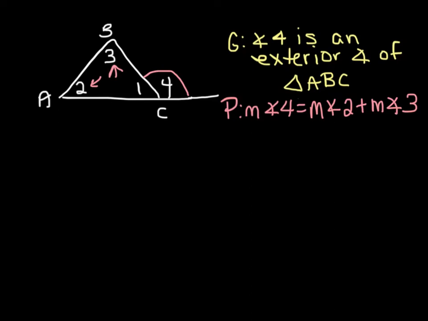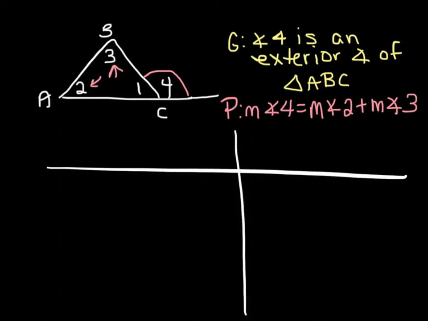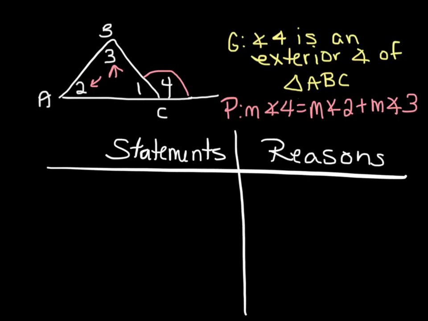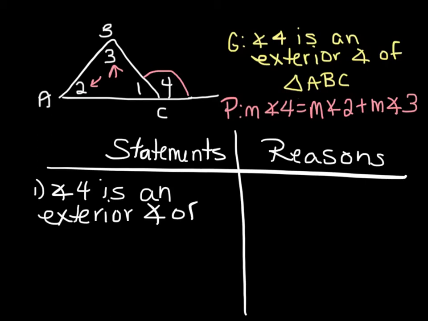Okay, so we're going to set this up and prove this so that we can use it in our problems. We are given triangle ABC with exterior angle 4, and we're trying to prove that the measure of angle 4 is equal to the measure of angle 2 plus the measure of angle 3. So let's write our statements and our reasons. The first thing I look at is that I'm told that angle 4 is an exterior angle of triangle ABC. And the reason, of course, is that it's given.